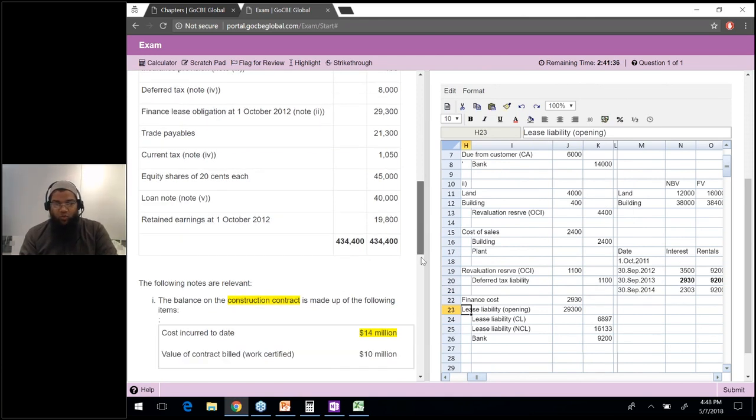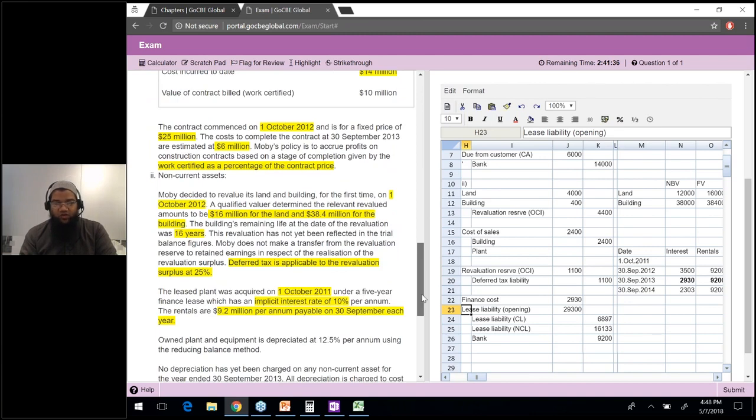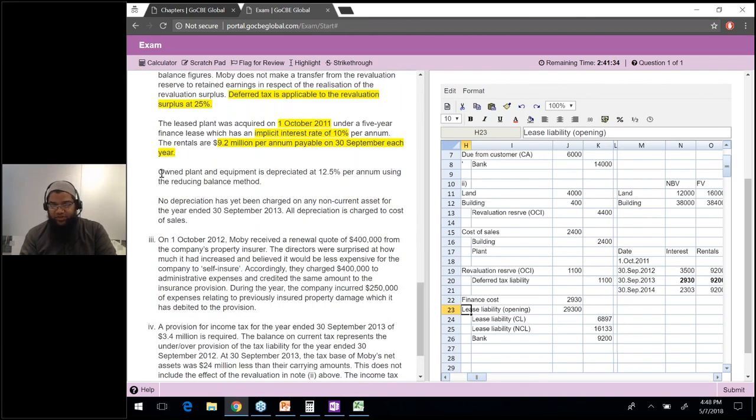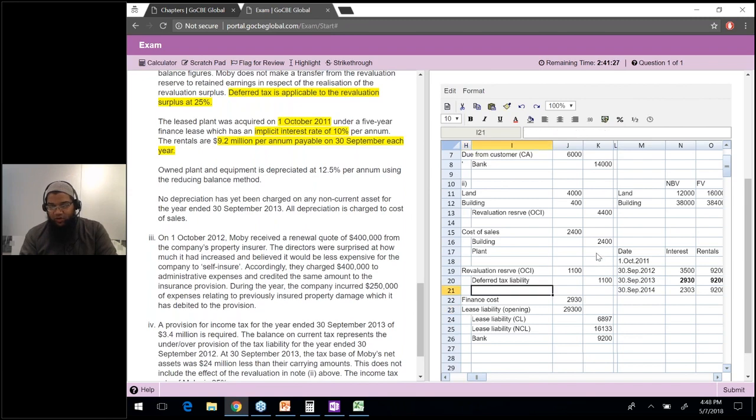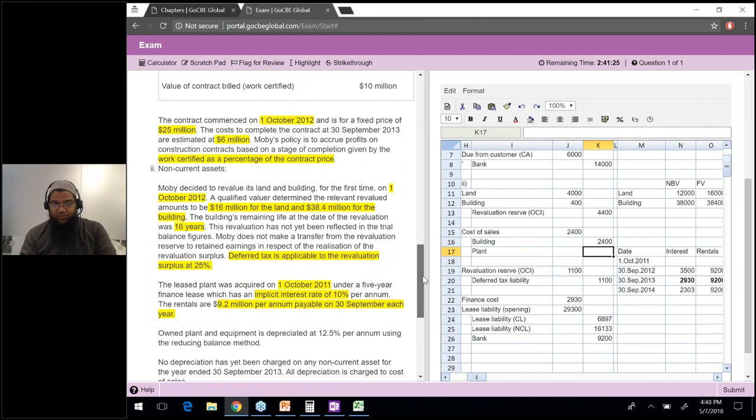Then the question says that owned plant and equipment is depreciated at 12.5% per annum using the reducing balance. So we had already left some space for the depreciation.